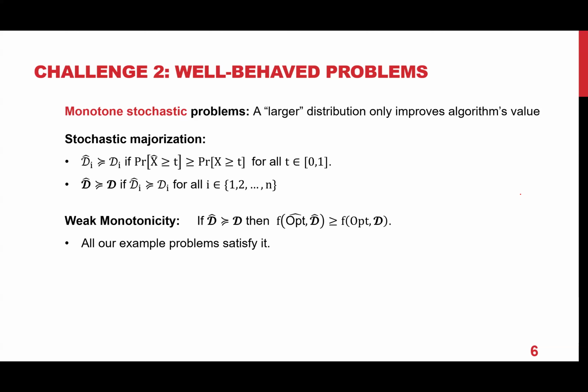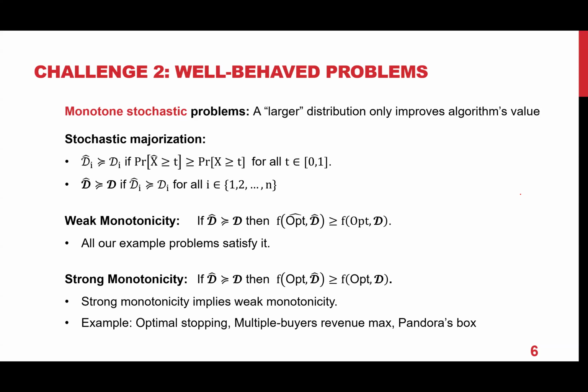It turns out that all our problems, like revenue maximization, where a different buyer values things only higher, you can argue that the revenue only increases. That's very often true for most stochastic problems, like the optimal shopping problem, Pandora's box, all of these problems. You can show that if you replace the original distribution by something higher, the optimum only increases. The reason I'm calling it weak monotonicity is that the result we'll prove today does not hold for weak monotonicity. It requires something a bit stronger. That's why it's called strong monotonicity.